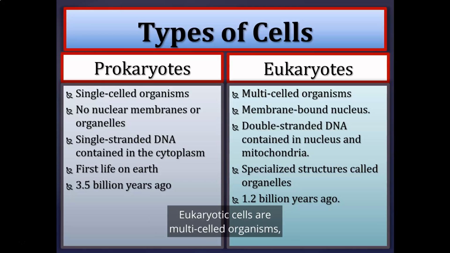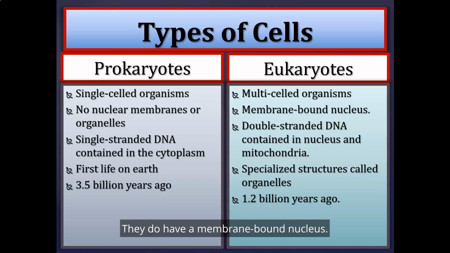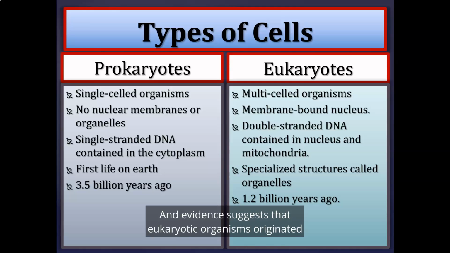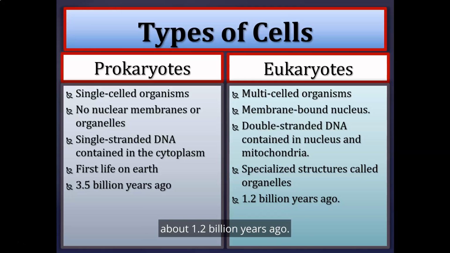Eukaryotic cells are multi-celled organisms, so all plants and all animals. They do have a membrane-bound nucleus. The DNA is double-stranded, and there's two different types of DNA. The nuclear DNA will be contained within the nucleus of the cell, and the mitochondrial DNA will be contained within the mitochondria. Eukaryotic organisms do have specialized structures known as organelles. We'll talk about the three that will be important for this class. And evidence suggests that eukaryotic organisms originated about 1.2 billion years ago.